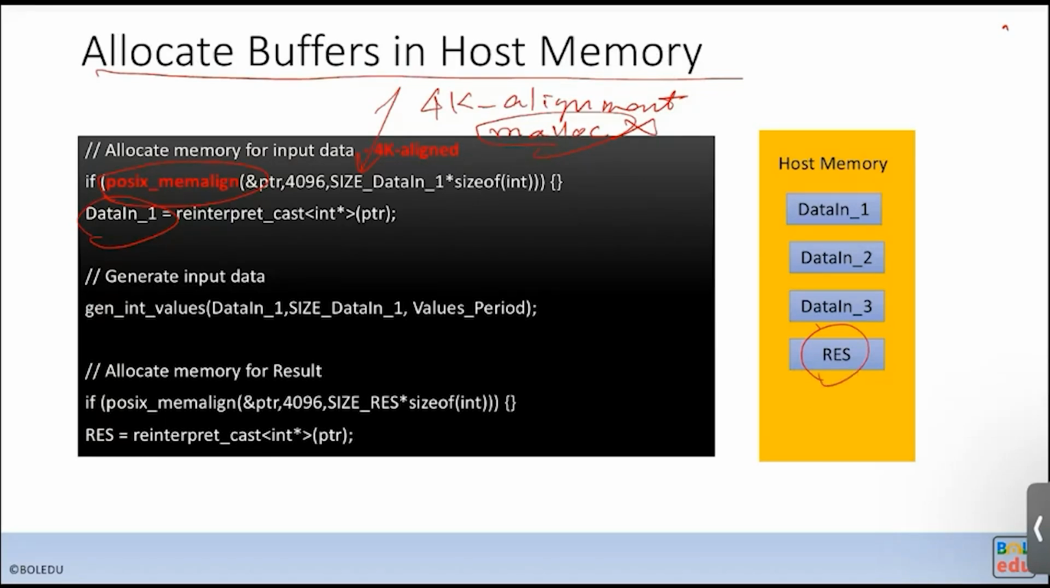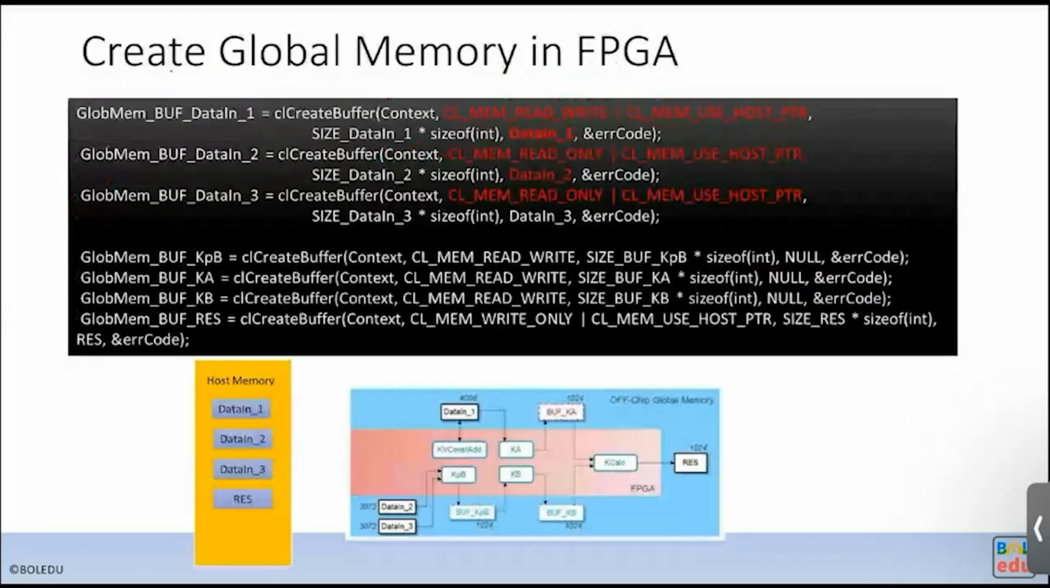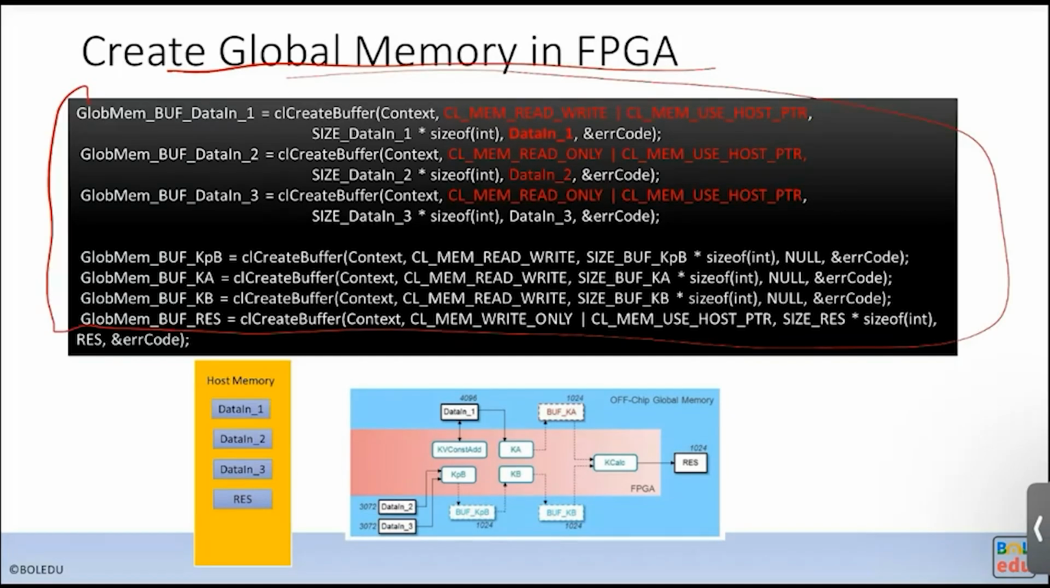And then the next step, you create the global memory buffer. There are a total of maybe 7 of them. Yeah, you create 7 buffers, and the buffers have different attributes. For data in 2 and data in 3, first you specify the read-write attribute. For data in, it's both read and write. But for buffer data in 2, that's read only, because the kernel function only reads it.